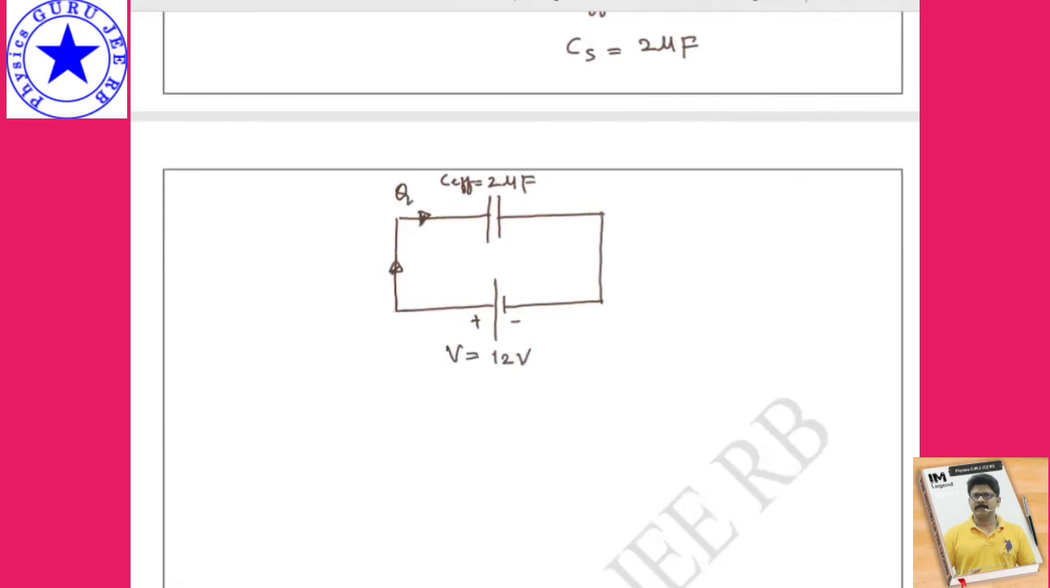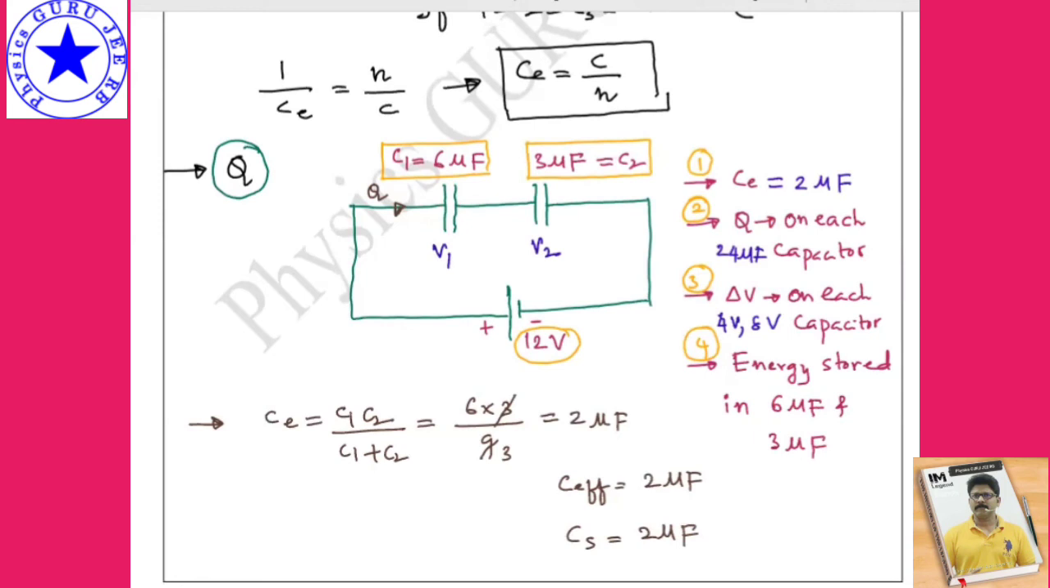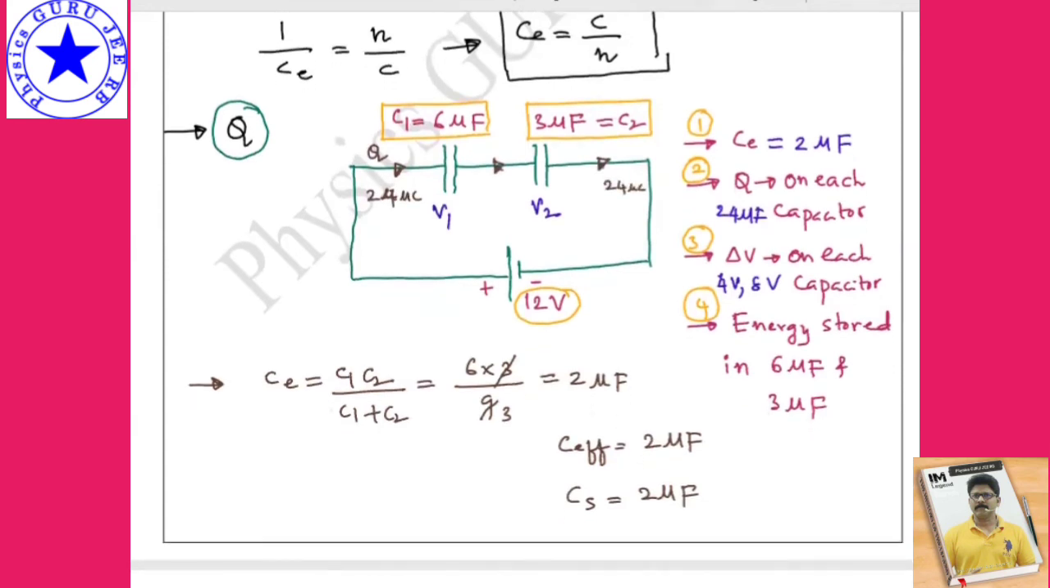C effective is equal to Q by V, or Q is equal to C effective into V, or Q is equal to 2 into 12, which is nothing but Q equals 24 microcoulombs, right? Q is how much? 24 microcoulombs. Hope it is clear. So the same charge will be passing through the first capacitor and the second capacitor also. How much charge will be passed? 24 microcoulombs. Here also 24 microcoulombs. Same charge will be passing through each of the first and second capacitors.